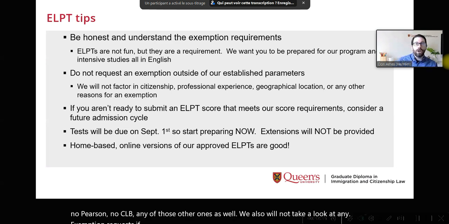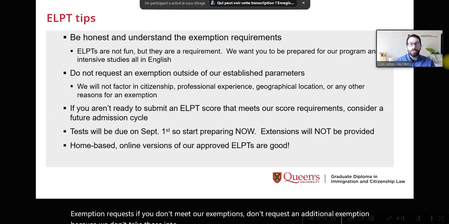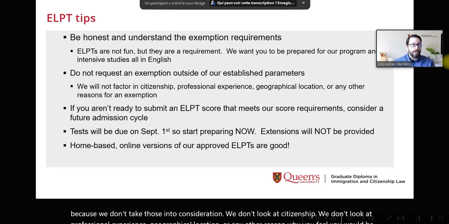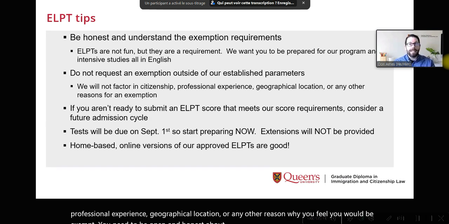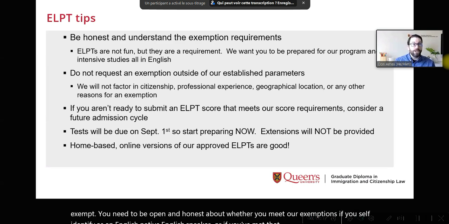If you don't meet our exemptions, don't request an additional exemption because we don't take those into consideration. We don't look at citizenship, we don't look at professional experience, geographical location, or any other reason why you feel you would be exempt. You need to be open and honest about whether you meet our exemptions, if you self-identify as a native English speaker, or if you've met that exemption for education.